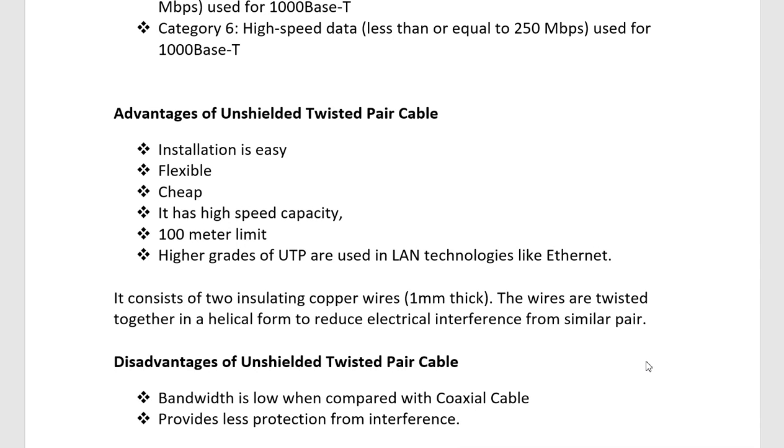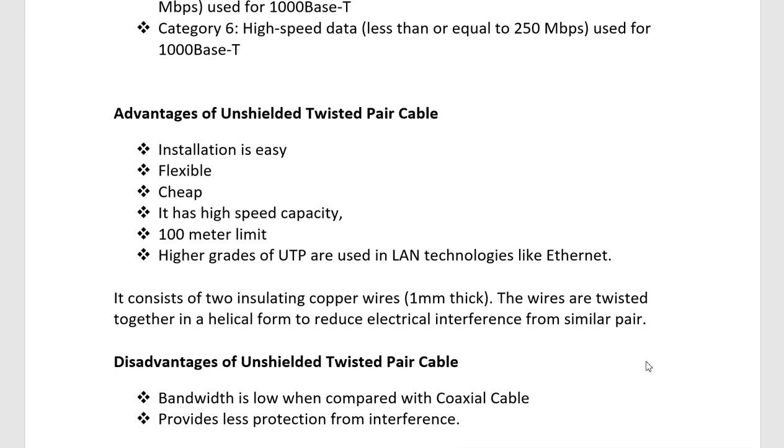But suppose you want to put the cable outside the LAN network, or outside the building, to connect one building to another building, and environmental factors are involved. In that case we use the shielded twisted pair.